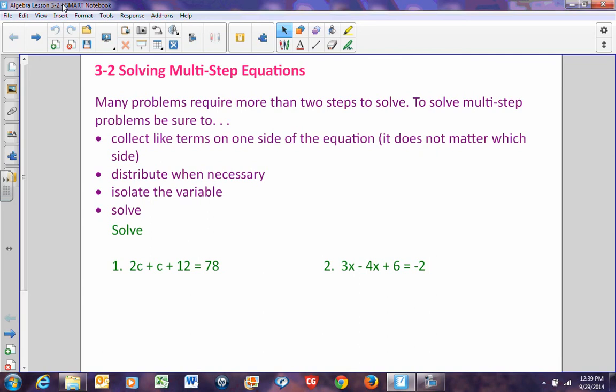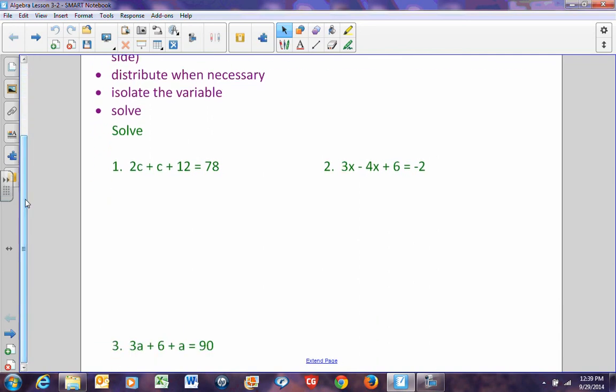Let's take a look at some examples here. Let's take a look at this first example. 2c plus c plus 12 equals 78. If I look at this, I can clearly see that I have some like terms here. 2c and c have the same variable. If I were to combine those two together, they would become 3c. So 3c plus 12 equals 78.